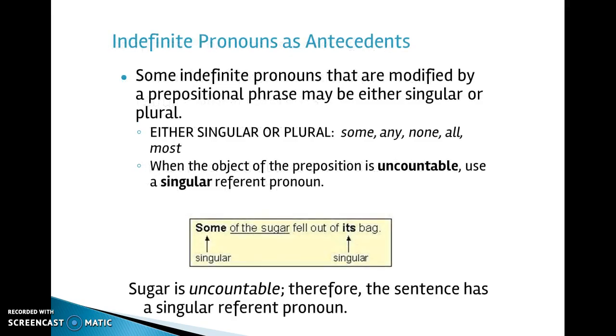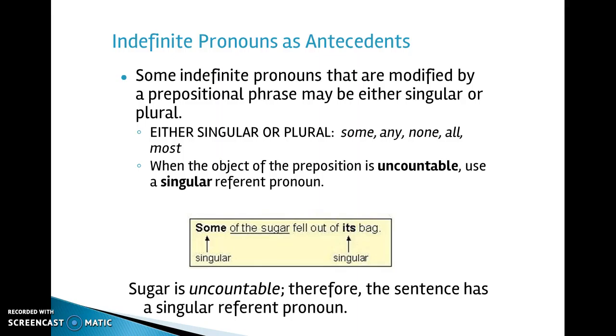There are some indefinite pronouns that can be either singular or plural depending on the prepositional phrase they modify. For example, some, any, none, all, or most. So the trick here is when the object of the preposition is uncountable, meaning you couldn't count it, it does not have its own units of measure, you use a singular referent pronoun. So for example, some can go both ways, so we have to figure out it's modifying sugar. I cannot count sugar. Sugar on its own does not have a unit of measure. I can't say 1 sugar, 2 sugar, 3 sugar. Because it's uncountable, I use a singular pronoun referent, its. Some of the sugar fell out of its bag.